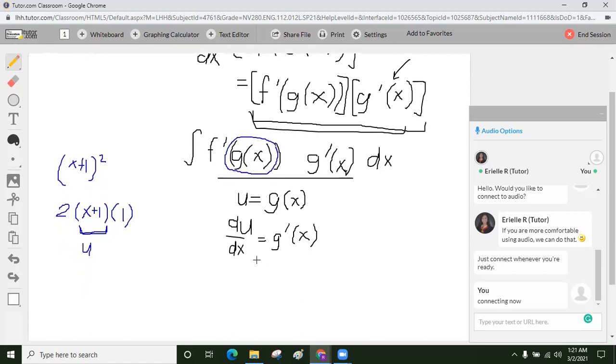And then we know that this part right here looks a little something like the du with respect to dx. So if we multiply the dx to this side, we will have du is equal to g prime of x dx.